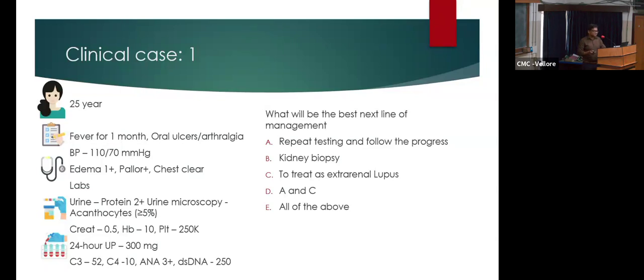Anyone, please? You will proceed with repeat testing and follow the progress, or do a kidney biopsy, or treat as extrarenal lupus. You could consider both A and C as correct, or consider all of the above. Anyone? Kidney biopsy, okay. Repeat the testing and follow the progress. Yeah. What about the C?